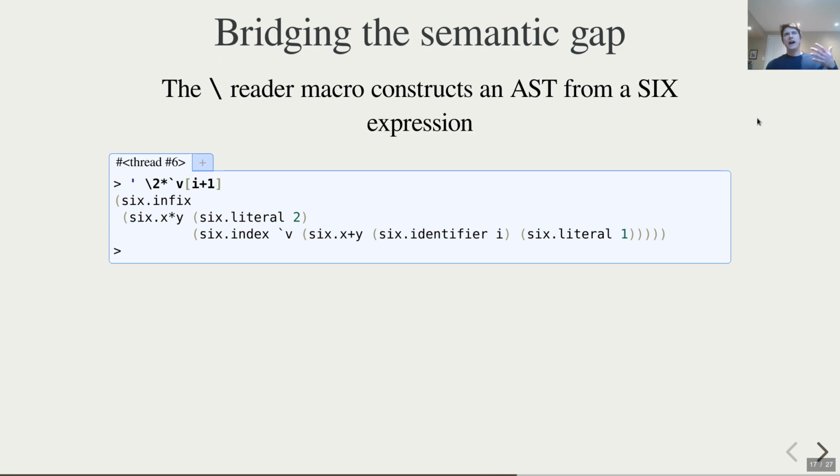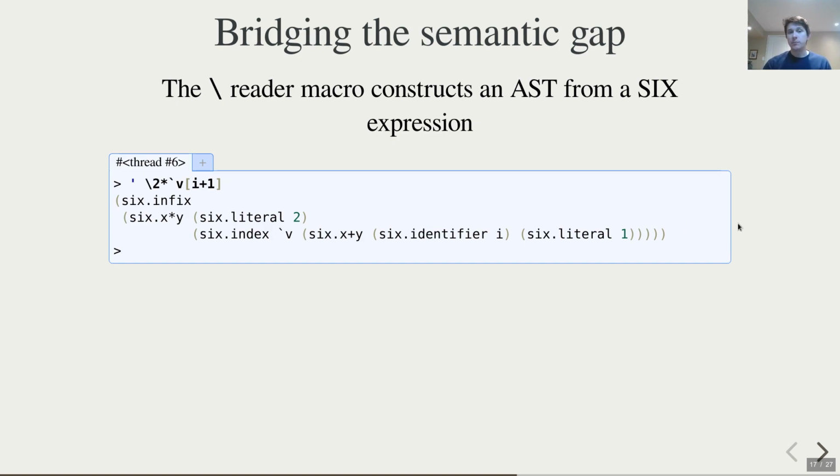Now, we've seen how we chose to bridge the syntactic gap between scheme and JavaScript. Let's see how we now decide to bridge the semantic gap. And for this, we have to define a very particular reader macro, in this case, the backslash reader macro, which needs to construct an AST from a six expression, such that we can actually eventually emit and construct JavaScript expressions. So this expression here is actually converted to this abstract syntax tree.